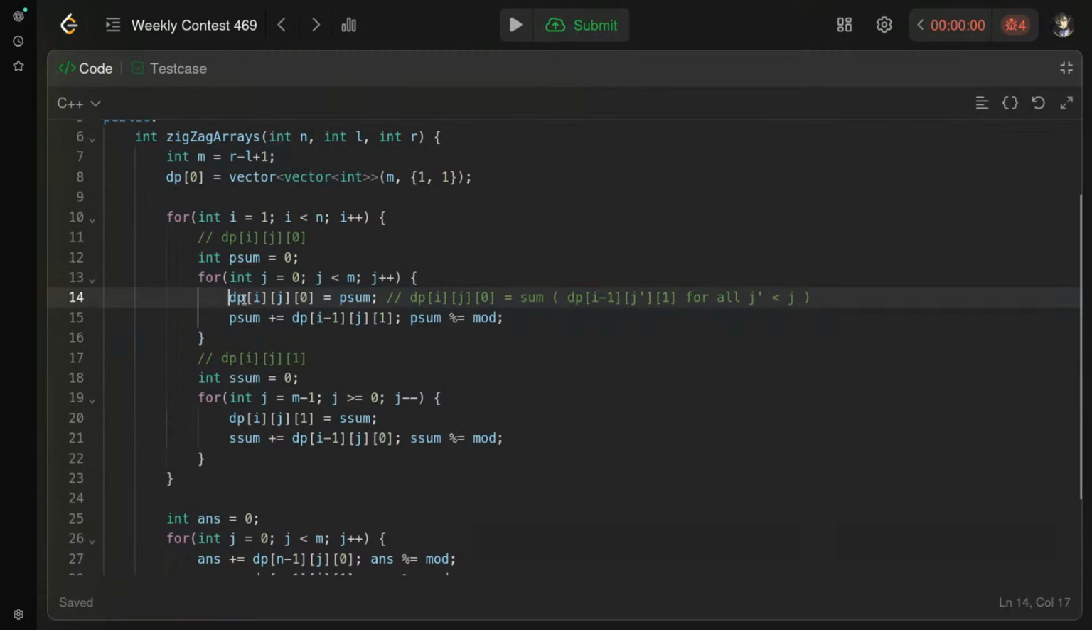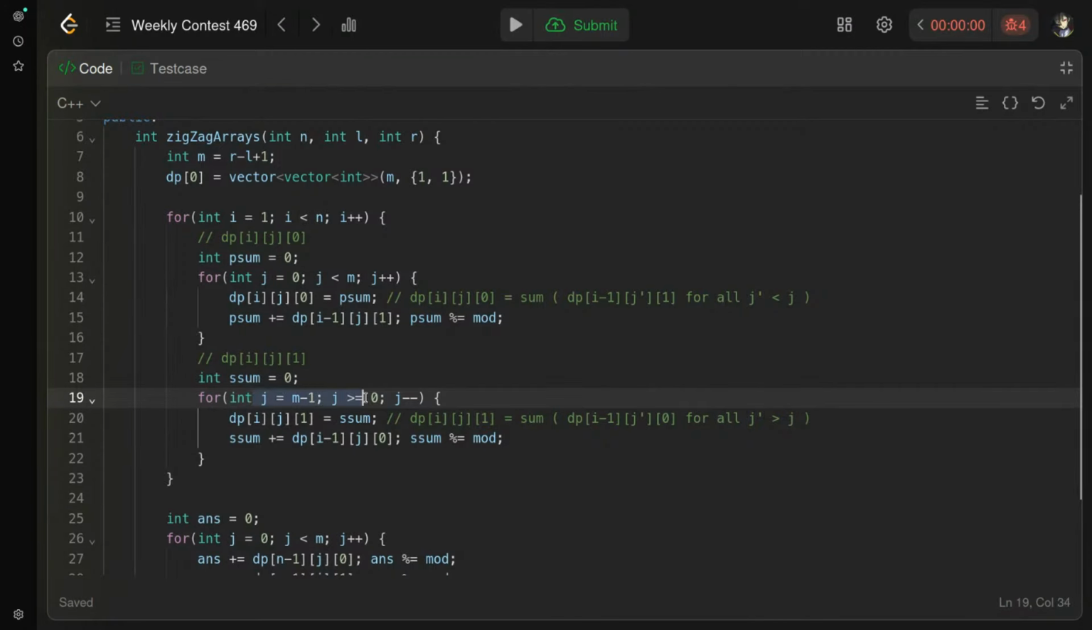So this is calculating dp of i, j, 0, and now we need to calculate dp of i, j, 1. So 1 means it is increasing, right? So dp of i, j, 1 will simply be the sum of dp of i minus 1, j dash, 0, right? For all j dash greater than j. And that's why we're going from larger to smaller here.